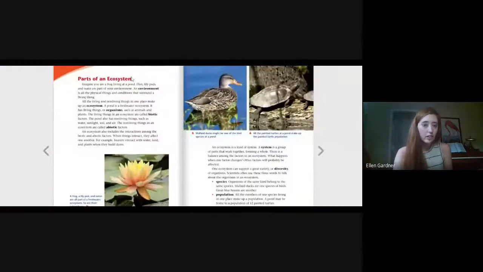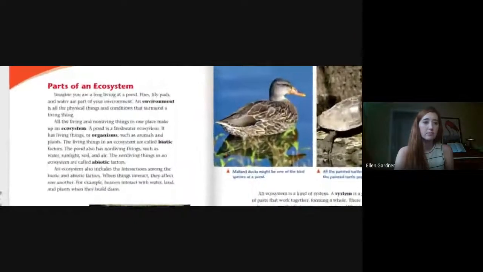So we're going to take a look at the parts of an ecosystem. And I'm going to present my screen so that you can follow along with my book on the parts of an ecosystem.